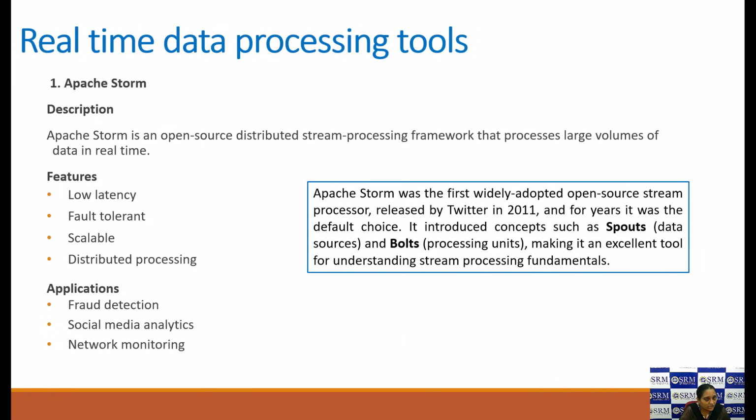Now we have seen the requirement for real-time data processing, how to do it, and what tools are used behind it. The first and the best tool, till some years back, was Apache Storm. Apache Storm is an open source distributed stream processing framework that processes large volumes of data in real time. It was first developed in 2011 by Twitter, and for years it was the default choice, but now it's not so.